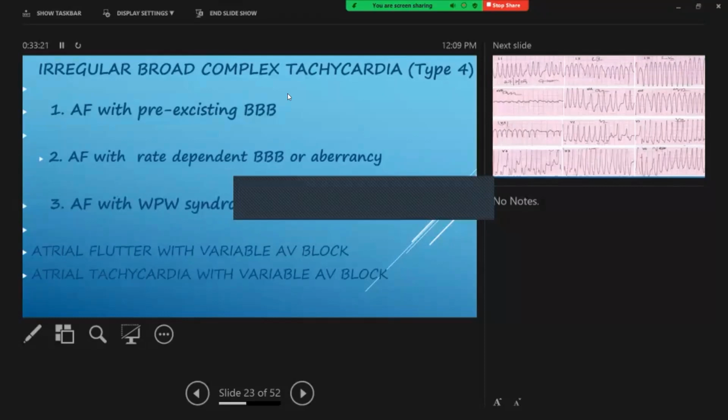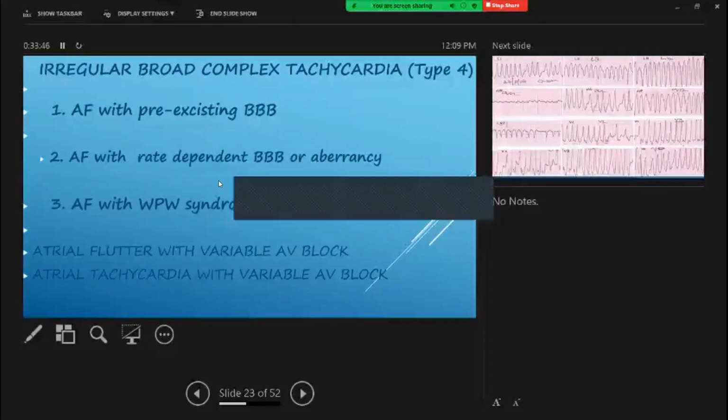Another cause of irregular broad complex tachycardias is atrial flutter with variable block, which can occur in patients with pre-existing bundle branch block, or it can be due to rate-dependent bundle branch block, or atrial flutter may also conduct through the accessory pathway. Atrial tachycardia with variable AV block can also present as an irregular rhythm, and if one of these things is present, then they will develop broad QRS complexes as well.